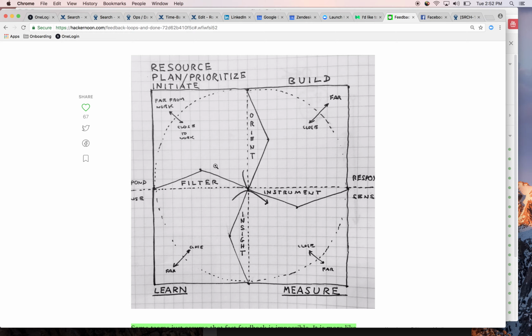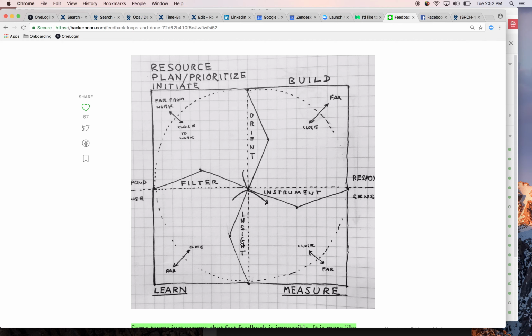And so that was the motivation behind these little arrowheads, so that you would go from filter, you have to filter your learning, you have to orient the team to build, you need to instrument what you build to be able to measure, and you need to derive insights from what you measure to what you learn. So that was the motivation for these arrows.